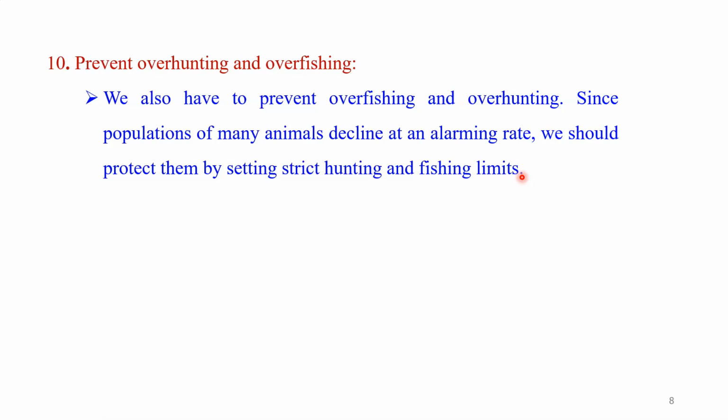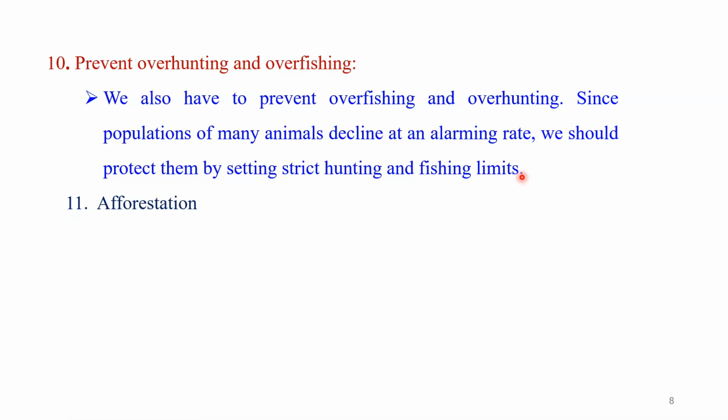We should do activities that are responsible with regard to hunting and fishing. If we are not able to do that, then there will be a problem, causing the loss of biodiversity. Therefore, in this regard, preventing overhunting and overfishing is very important, dear student.